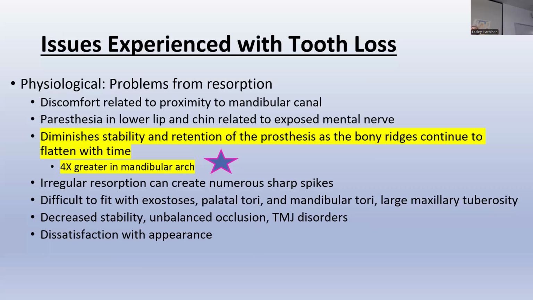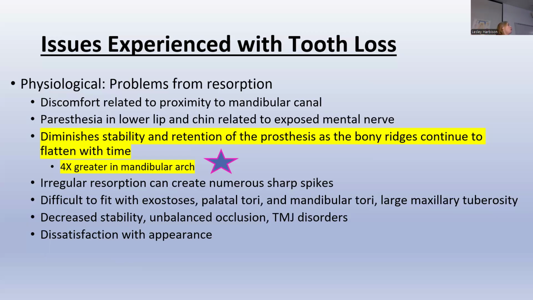Irregular resorption can create numerous sharp spikes. So if there's anything in the bone that's different, or some different areas in the bone, as it resorbs, it could expose that, and it could feel like a sharper bump of bone. Difficult to fit with exostosis, palatal tori, mandibular tori, large maxillary tuberosity. So if somebody loses their teeth and they need a full upper denture and they have a huge torus or palatal tori, those things complicate fitting and suction and retention of the denture, and so there are all those kinds of complications.